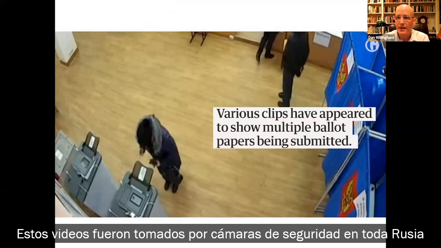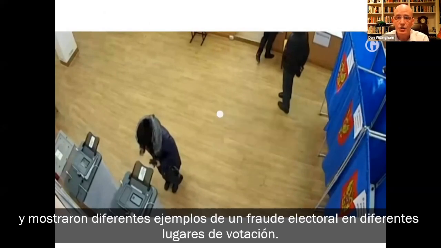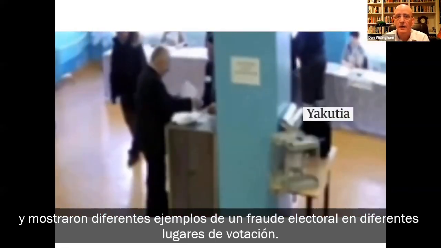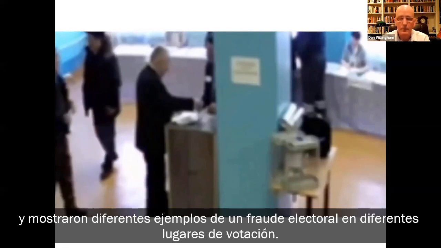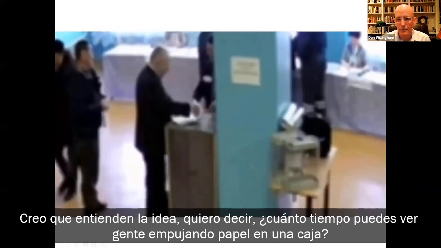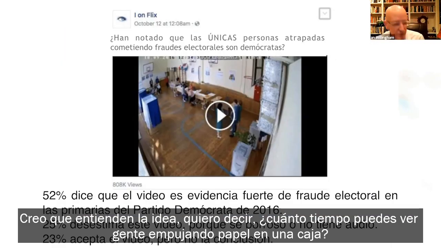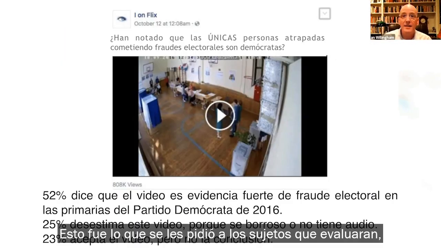These videos were taken by security cameras throughout Russia, and it showed different instances in different polling places of voter fraud. I think you get the idea. How long can you watch people shoving paper in a box? This was what subjects were asked to evaluate.